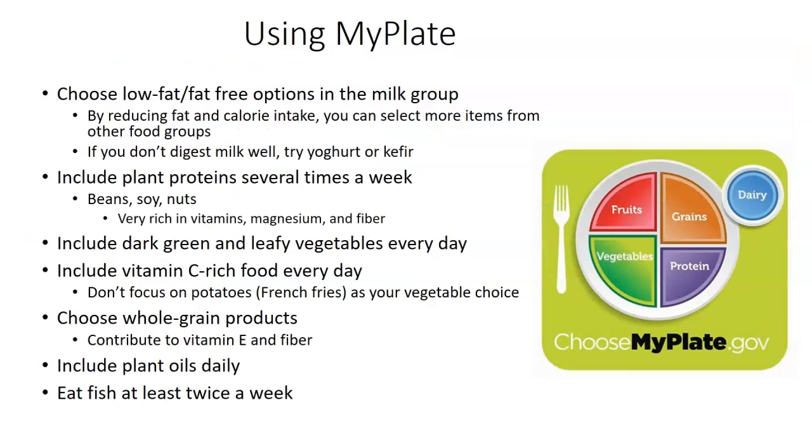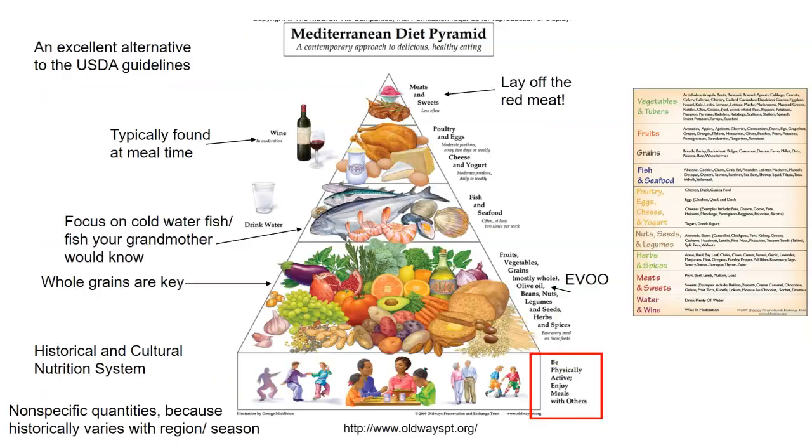So we've covered a lot of this already from the last slide, but some other things to keep in mind, obviously, is why you want to cover whole grain products, for example. They contribute to vitamin E and fiber intake. Plant oils are included daily. And also the other thing to keep in mind is if you're going to go for meat-based protein sources, make sure to eat fish at least twice a week.